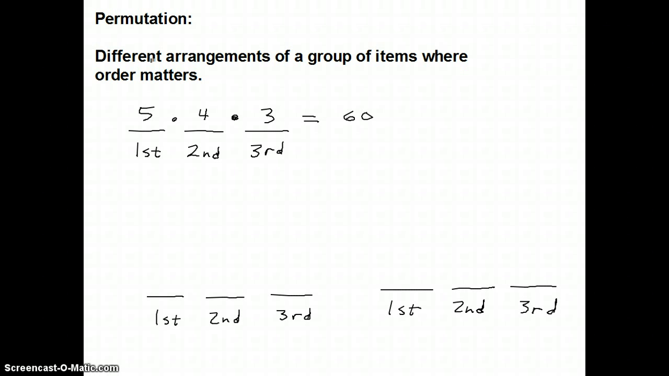So let's address the order mattering part a second. Let's say Mr. R gets first place, Miss S gets second place, and Mr. K gets third place. Well, that's different than if Mr. K gets first, and then Miss S gets second, and Mr. R gets third. So in a permutation, the order matters. The way that you arrange things actually matters.